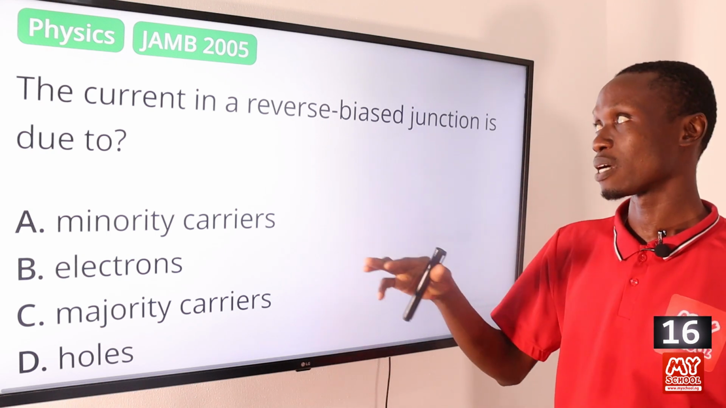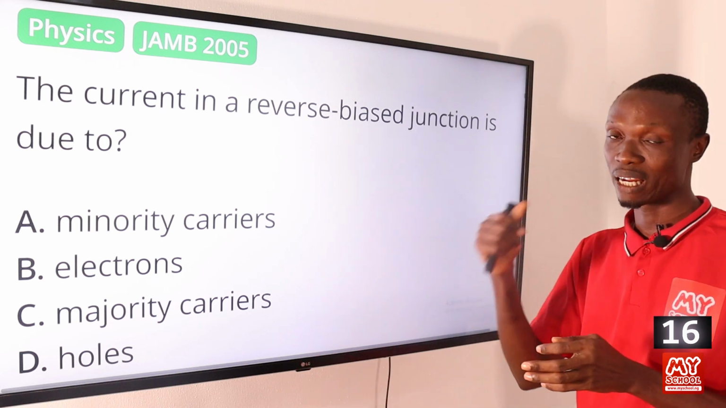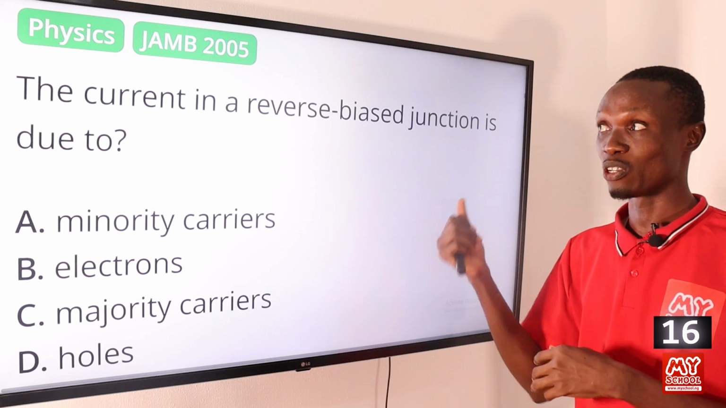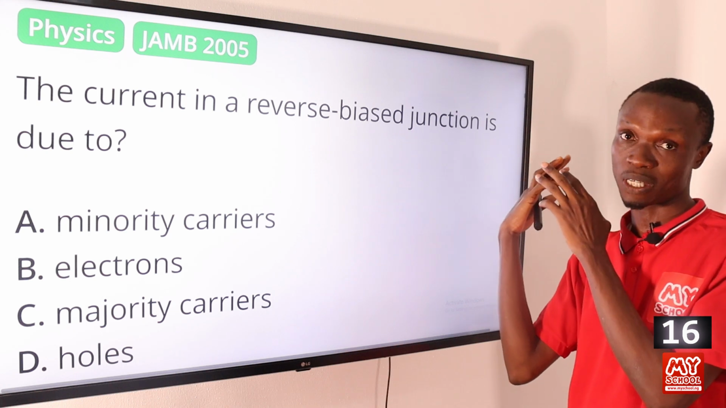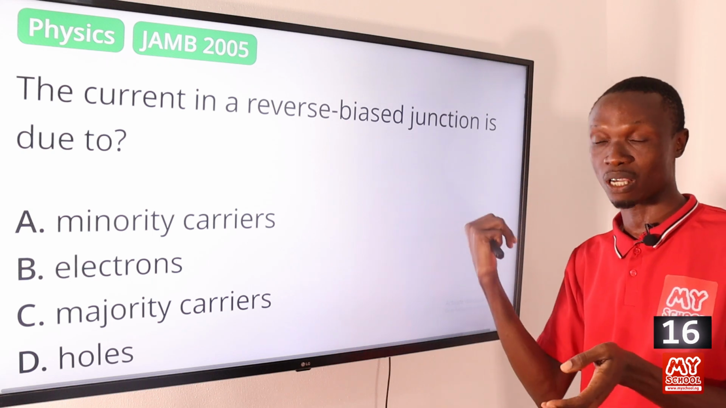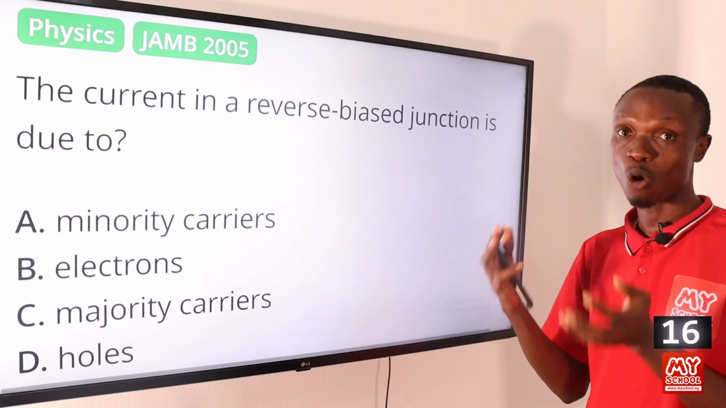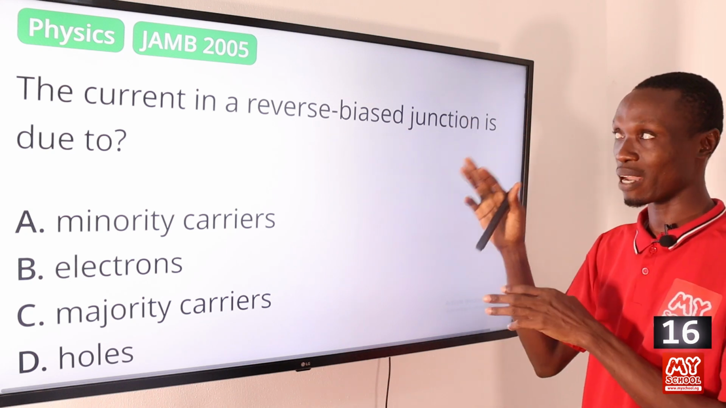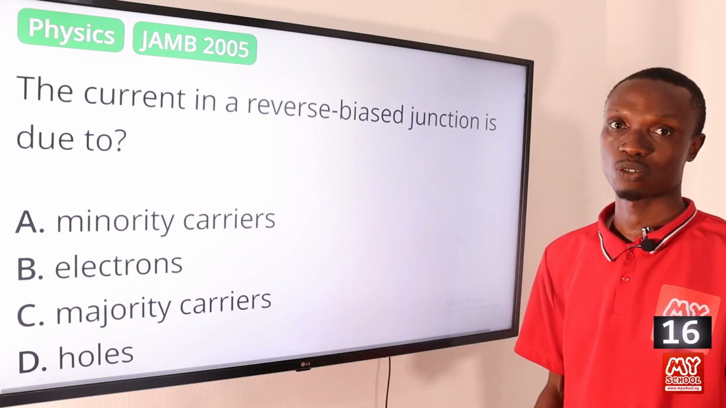But also remember that in a reverse bias junction, the positive terminal of the battery is connected to the n-type material, and the negative terminal of the battery is connected to the p-type material. So at the p-type material, you'll have a few electrons, so in that case it becomes the carrier, while on the other hand, on the n-type material you have few holes, so in that case it also becomes the carrier in the case of reverse bias junction. And that is the reason why option A is the correct answer to this question.